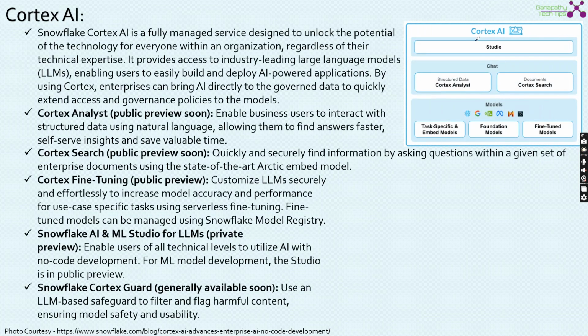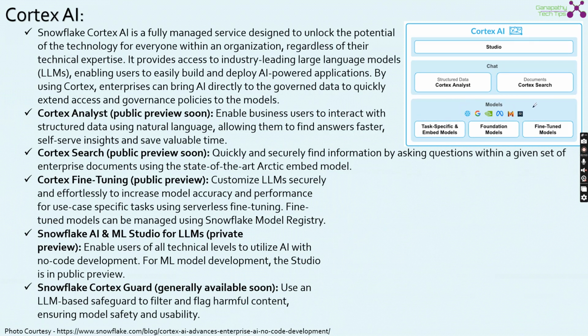And then we are going to discuss Cortex AI. Cortex AI is the end-to-end AI/ML system offered by Snowflake to train and deploy your machine learning models. You can see this diagram here. It provides three features: one is Cortex Studio, another is Cortex Chat, and another is the models. At the bottom, you can fine-tune your models, use the foundation models, and use task-specific and embed models.